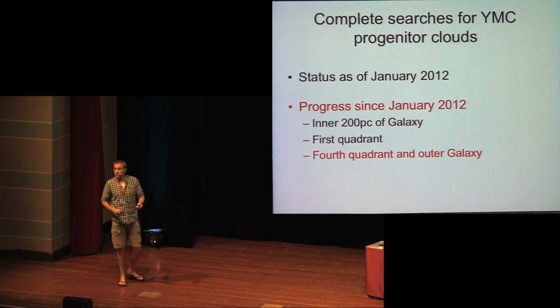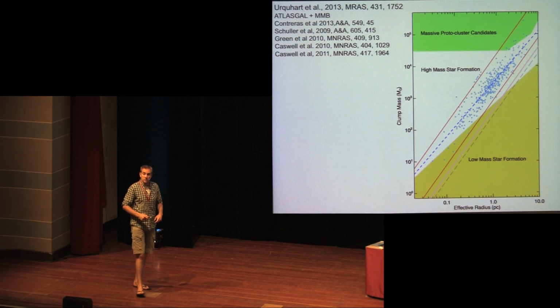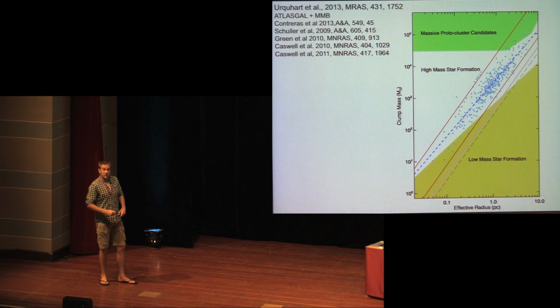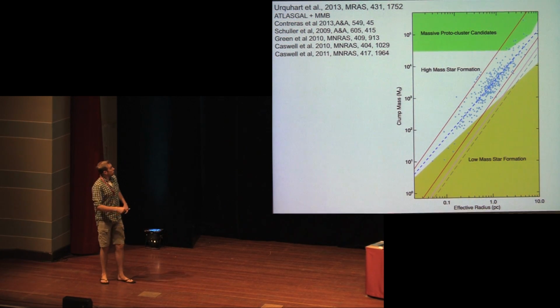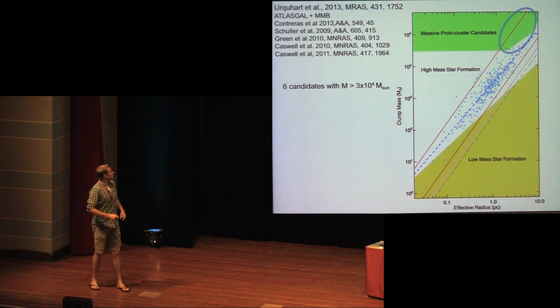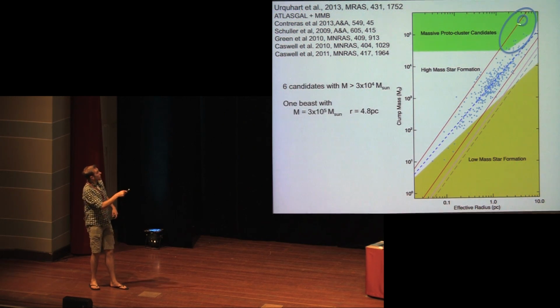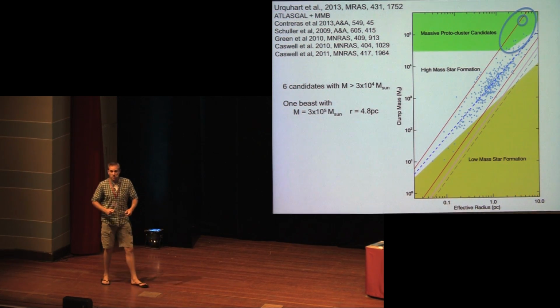Then finding that the fourth quadrant and the outer galaxy, this is work that had been done by the AtlasCal team and the collaboration. They've been working incredibly hard on their data and getting some really interesting science coming out. So this is a really nice paper by James Urquhart, where he has used AtlasCal and combined that with the methanol multibeam survey and picked out regions, and again this is now the radius-mass plane, and this is the regime where you expect to find these YMC precursors. His paper shows that there's 6 that pass the criteria, including one thing I've not chatted to him about yet, but there's a beast up there with 3 times 10 to the 5 solar masses and a radius of a few parsecs.